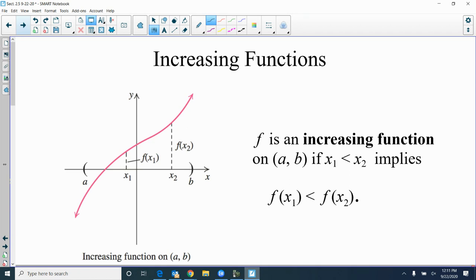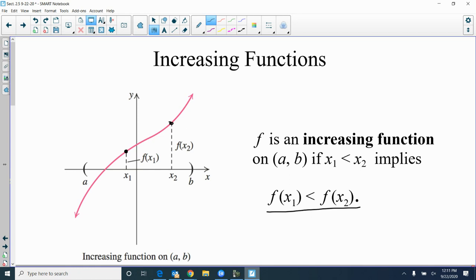Alright, increasing function. This is something that you know what it is, you've seen it, but to mathematically describe it, you gotta go into, I guess, a little more detail. So, and hopefully this makes sense, if x1 is smaller than x2, when you substitute them in, to be increasing, it has to be going up. So this means f of x1 would have to be less than f of x2. Okay, so that would be that line at the top.